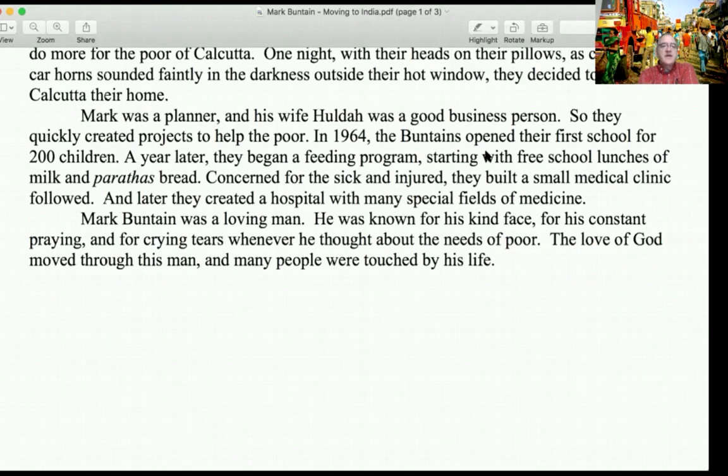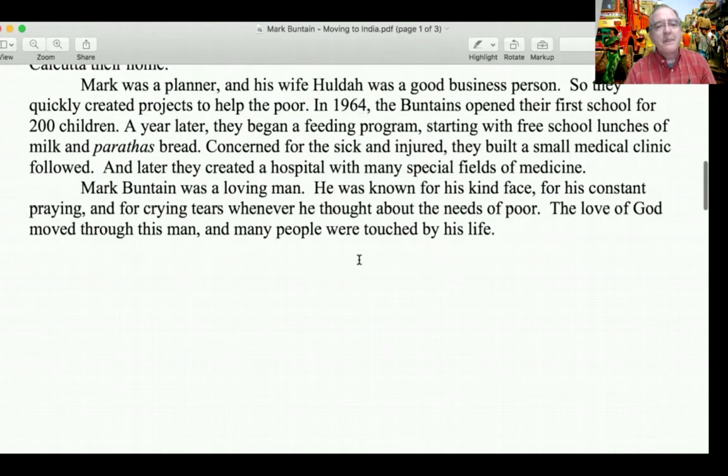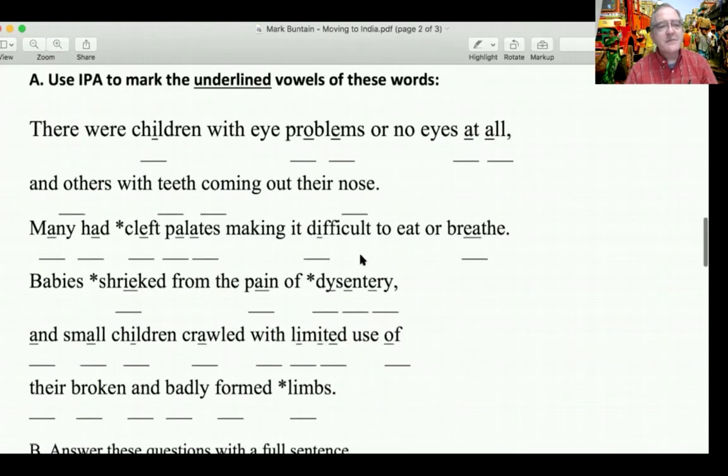Now, if you need, read this again. If it's interesting, I hope it is. You have this paper. The paper is Mark Buntain moving to India. I'm sorry, I didn't put it on there. It's going to say day 9. Day 9, Mark Buntain moving to India. Okay, now let's move to the second page. I want you to do this, and I want you to send this paper to me by Google Mail today.